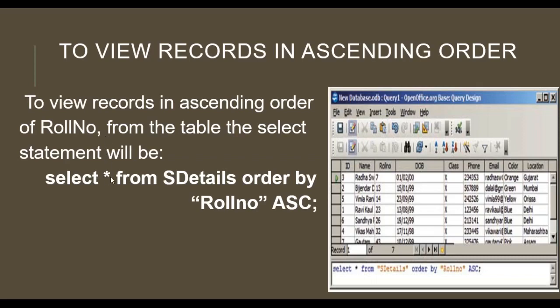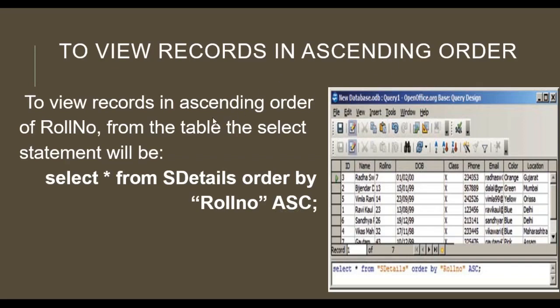So select star from S details. S details is the name of the table. Order by is a clause which is used to view records in either ascending order or descending order. The default order is ascending order alone. So which field do you want to arrange in ascending order? I want to arrange the roll number in ascending order, that's why I given roll number here. Then you have to give the order as ASC, meaning ascending order. DESC means what? Descending order.